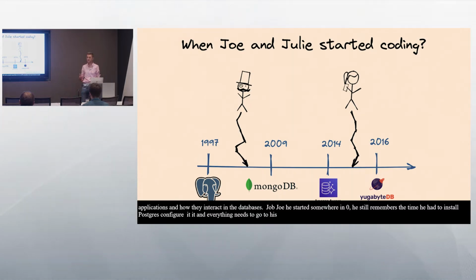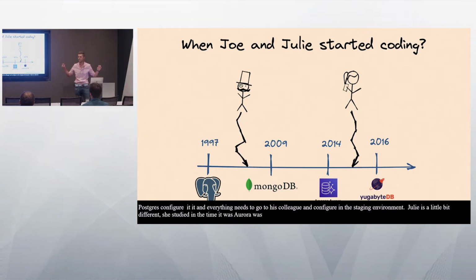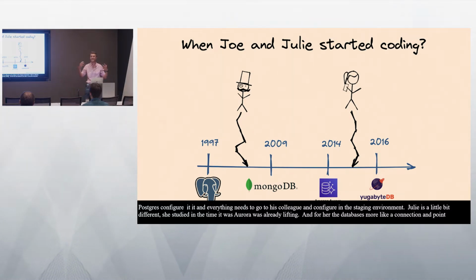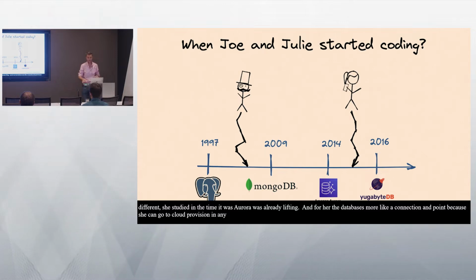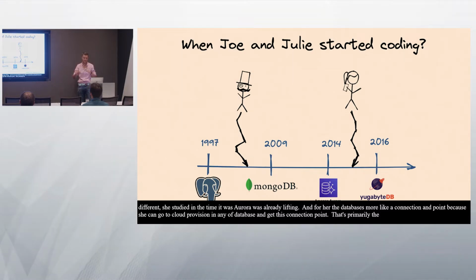But Julie Jess, she's a little bit different. She started in the time when Amazon Aurora was already the thing. And for her, a database is more like a connection endpoint because she can go to cloud, provision an instance of Postgres or any other database and get this connection endpoint. And that's primarily the whole interaction. So that's the experience of today: I go, I click several buttons, and I get this connection endpoint.